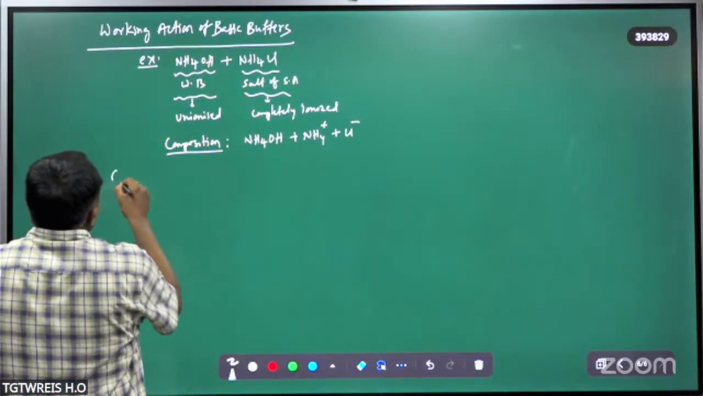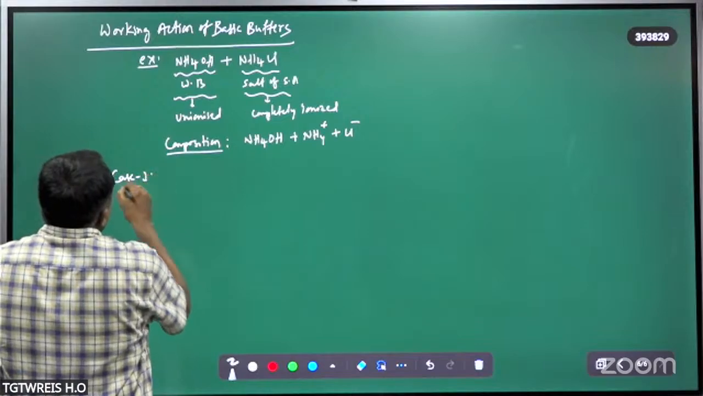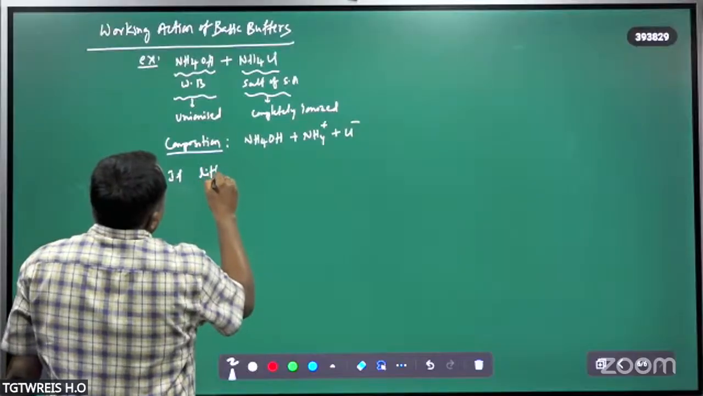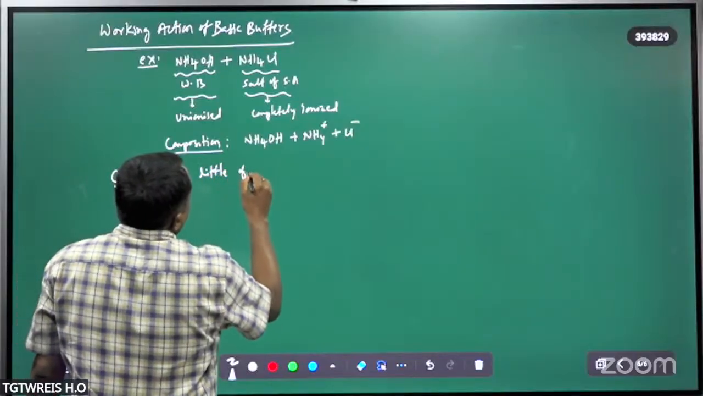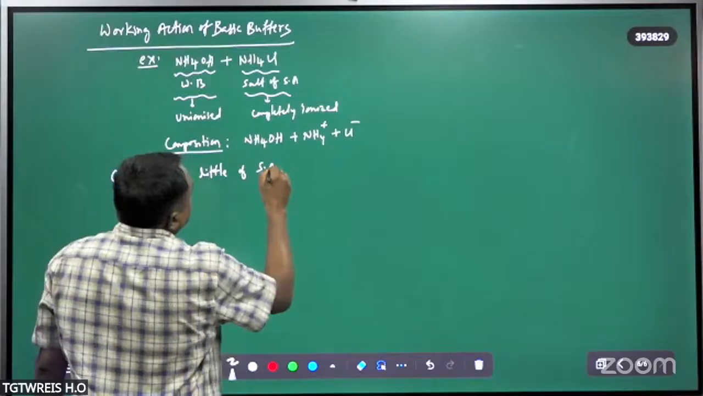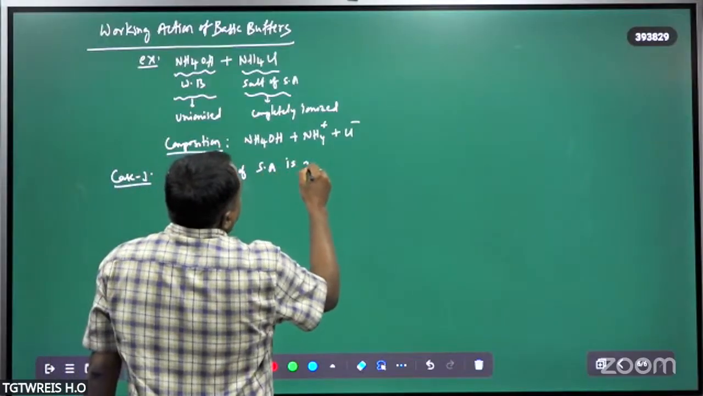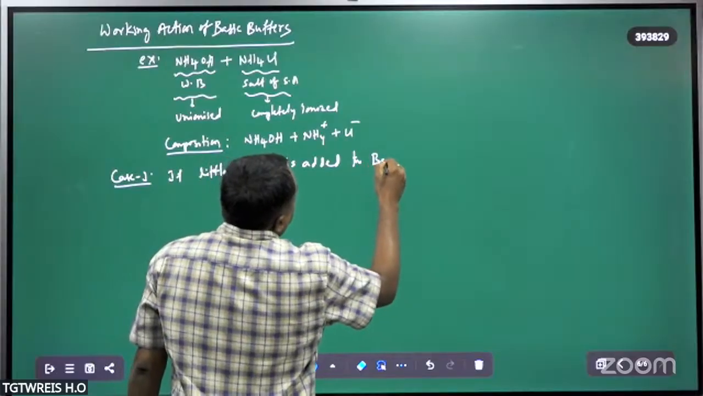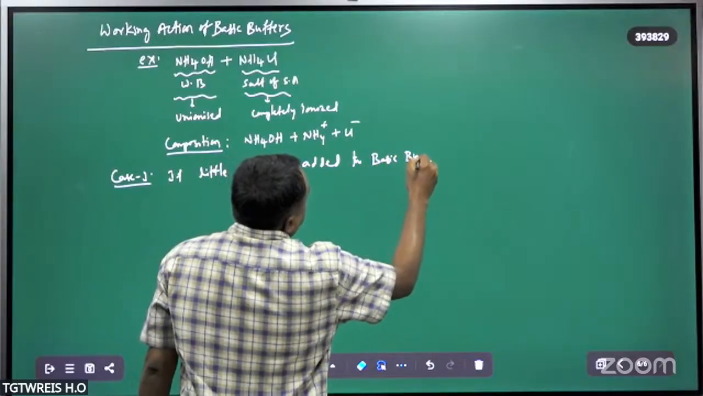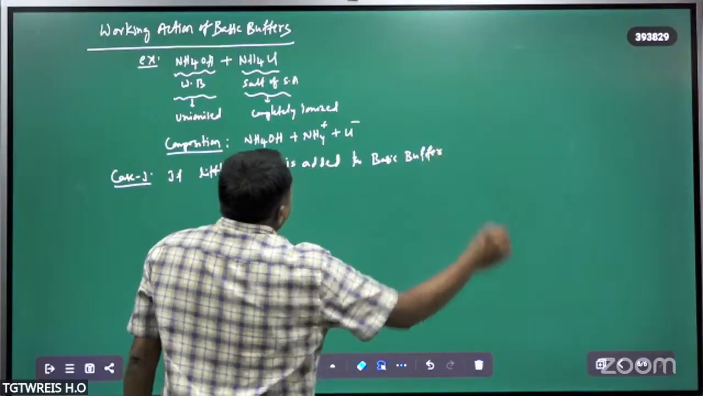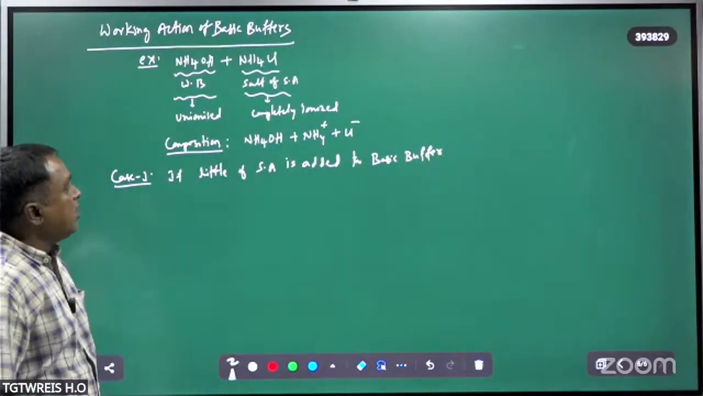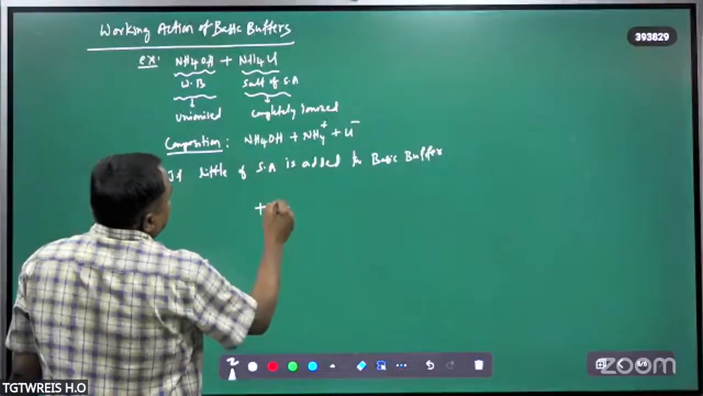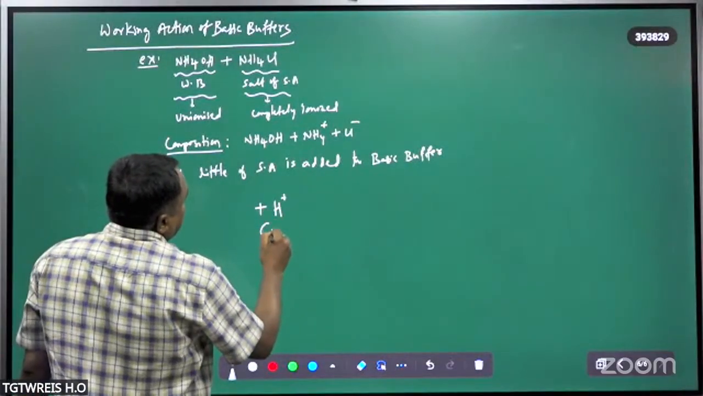So here, if a little amount of strong acid is added to the basic buffer, what will happen? The strong acid means H plus is the strong acid. This is the added strong acid.